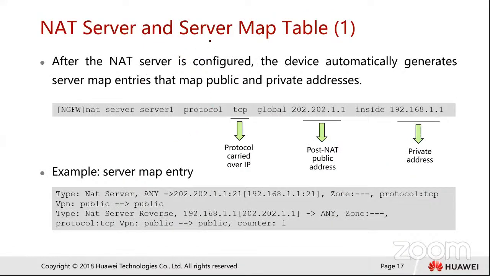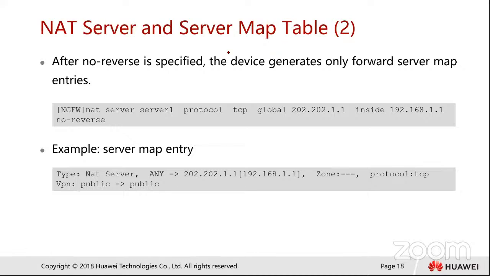This is how you can generate the server map table, or you can type in these tools for you to be able to see an entry. After the NAT server is configured, the device automatically generates server map entries that map between our private and public IP address. So you go into your firewall. When you open your firewall, it looks like this, and you're in system view. NAT server, you type in the code, you specify the protocol, you say that I'm going to use TCP, and it's going to be connecting to the internet, and then you specify the public IP address and the private IP address.